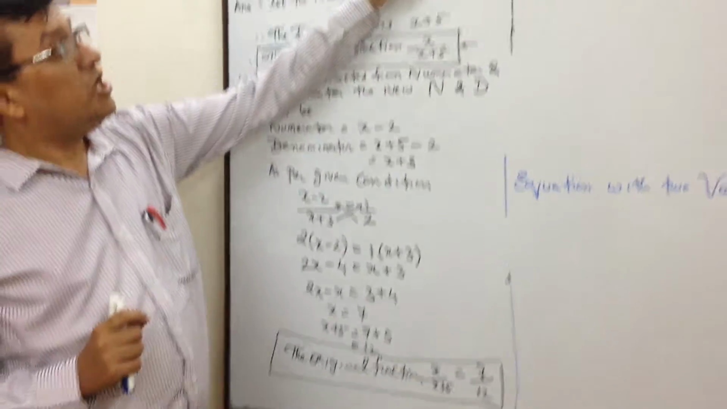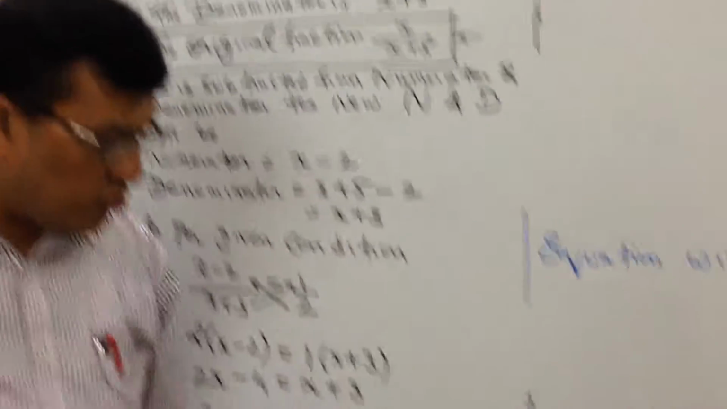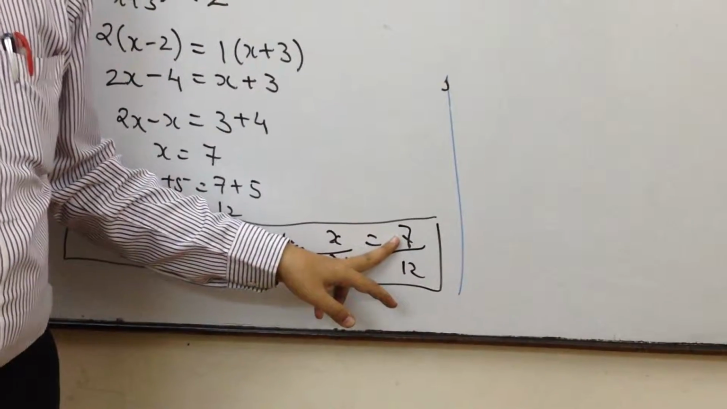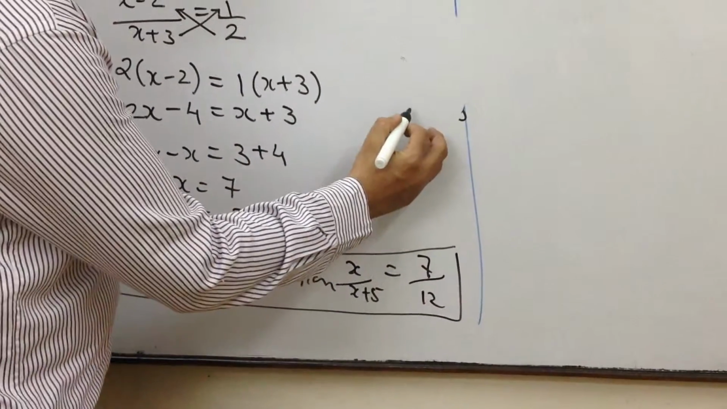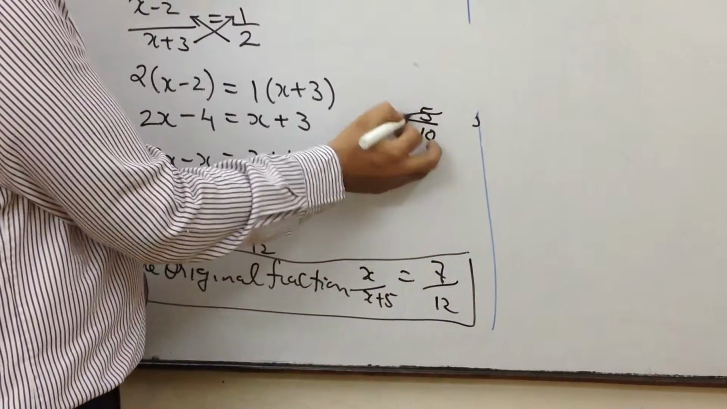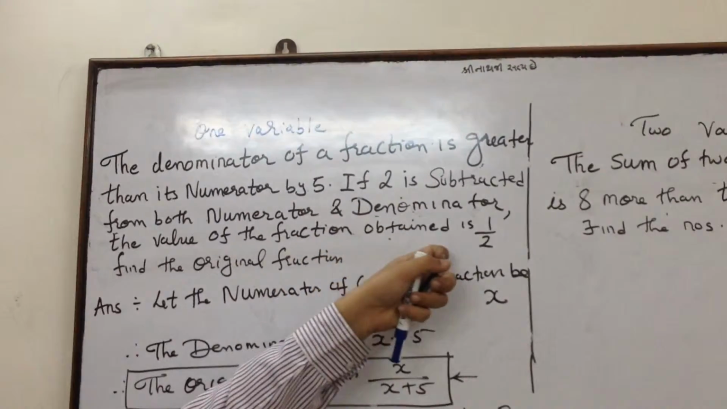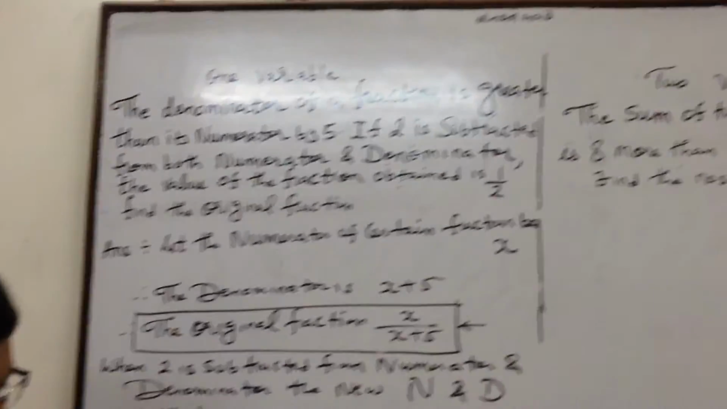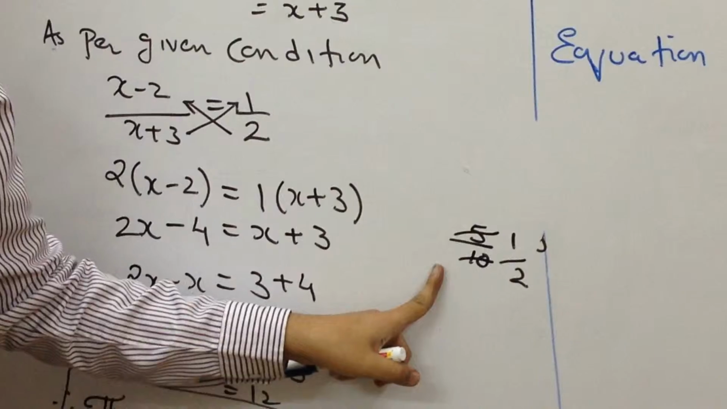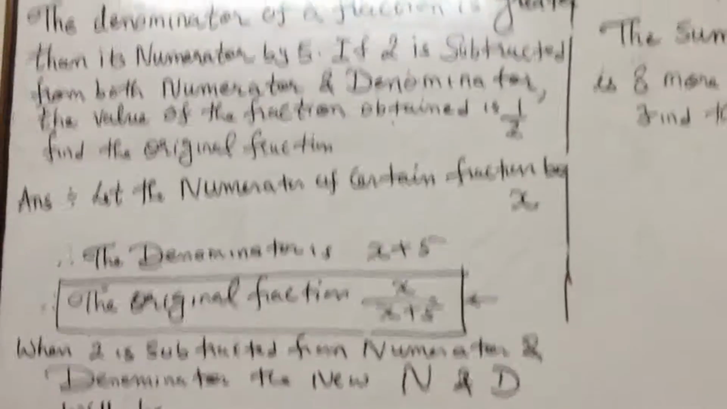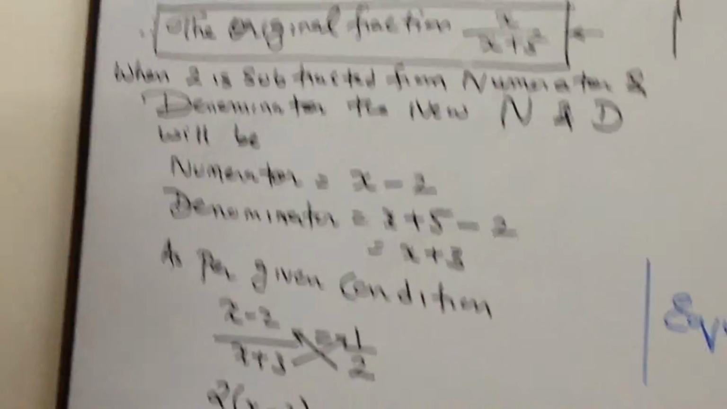Let's see what the condition is. 2 is subtracted from each of numerator and denominator. So when I subtract 2 from numerator, 7 minus 2 becomes 5. 12 minus 2 becomes 10. So the answer would be 5 by 10, and on cancellation the ratio is 1 by 2. The question demands that the ratio so formed is 1 by 2, and I am getting 1 by 2, and that's the reason I can say whatever answer we have got is correct. So students, this is how we work out equations with one variable.